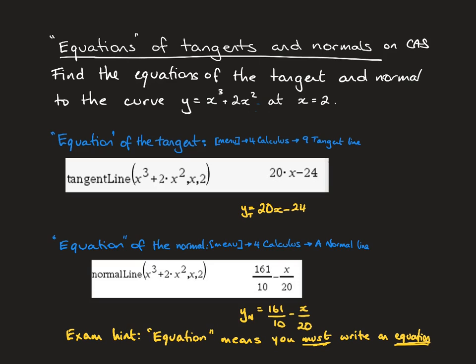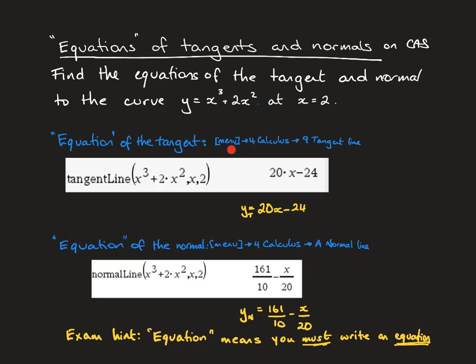In the calculator window on the CAS, you can actually find the equations, and you'll notice I've got it in inverted commas, because you don't actually find the equation of the tangent. What you find is the expression for the tangent, and you can find the expression for the normal. For example, a question will say, find the equations of the tangent and the normal to the curve y equals x cubed plus 2x squared at x equal to 2.